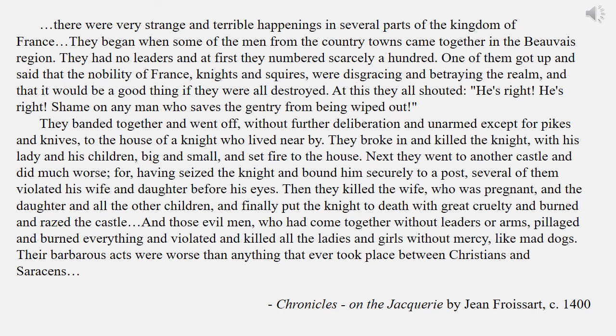They banded together and went off, without further deliberation, and unarmed except for pikes and knives, to the house of a knight who lived near by. They broke in and killed the knight, with his lady and his children, big and small, and set fire to the house. Next they went to another castle, and did much worse, for having seized the knight and bound him securely to a post, several of them violated his wife and daughter before his eyes. Then they killed the wife, who was pregnant, and the daughter and all the other children, and finally put the knight to death with great cruelty, and burned and razed the castle.